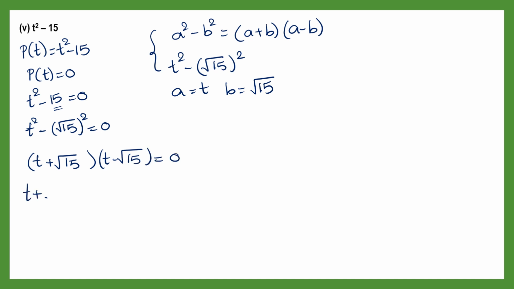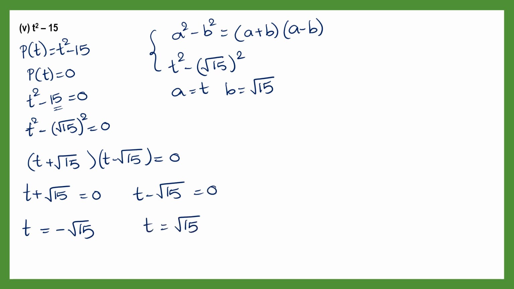Now make each term to 0. T plus root 15 is equal to 0. That means t is equal to minus root 15. Next term, t minus root 15 is equal to 0. That means t is equal to plus root 15. First part of the question is over. We found the zeros of the polynomial. What did you get? Minus root 15 and plus root 15. These are the zeros of the polynomial.